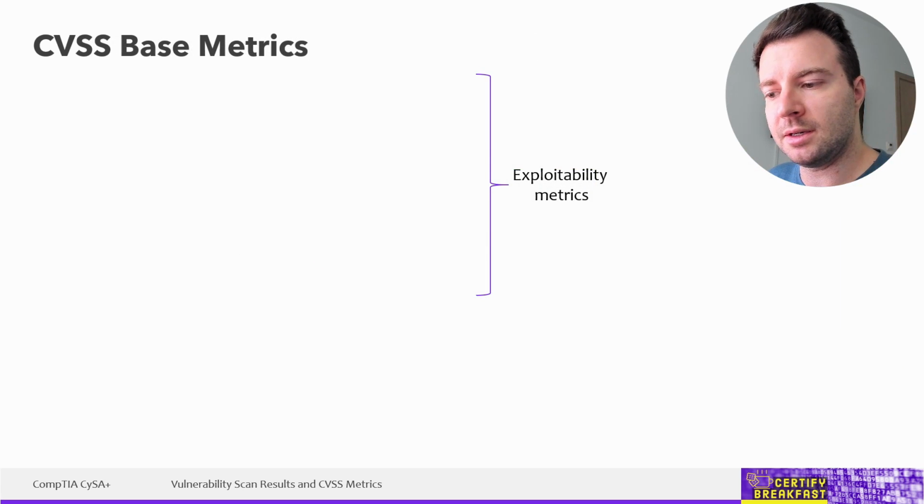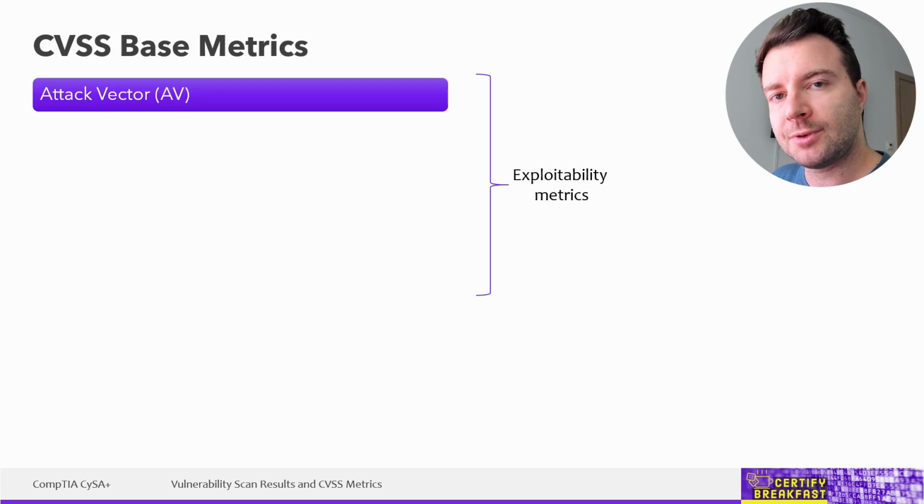So we have a number of CVSS base metrics, and the first types are going to be called exploitability metrics. The first one is called the attack vector. And this is a metric that reflects the context necessary for the exploitation to become possible. In other words, where should the attacker be located for the exploit to succeed?